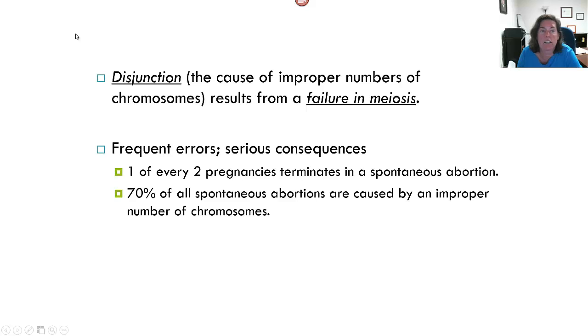So just to reiterate, non-disjunction is the cause of improper number of chromosomes, and it results from failure in meiosis. The frequency of errors is actually quite high and has very serious consequences. It is known that one out of every 2 pregnancies terminates in a spontaneous abortion. This means that 70% of all spontaneous abortions are caused by an improper number of chromosomes. So this is a much higher rate of error than most people realize for meiosis.